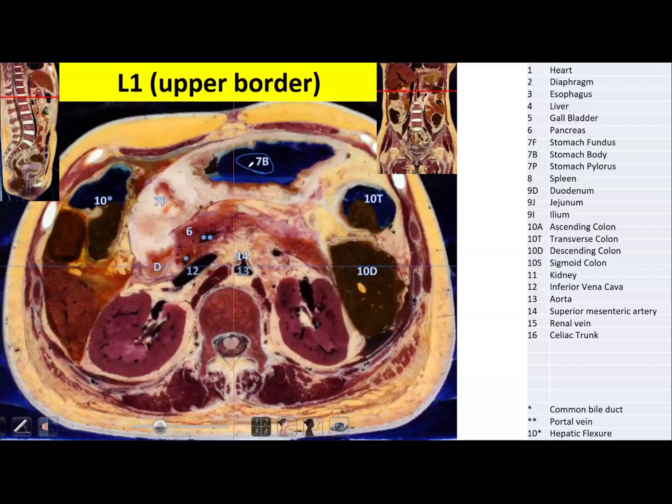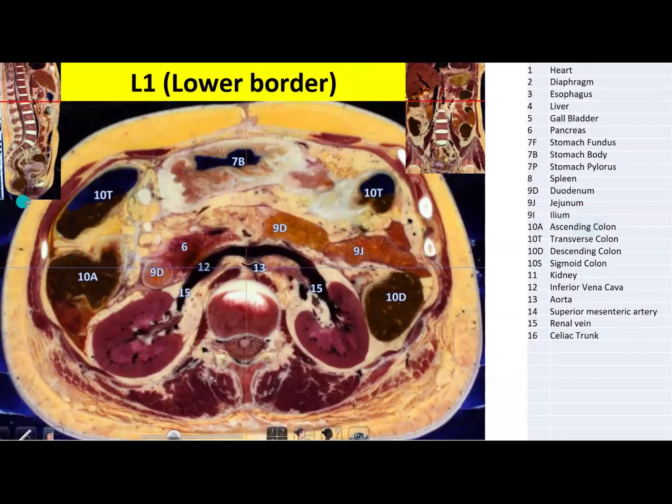We have the body of the stomach, and we have the pylorus, okay? So the body and the pylorus, which will become the duodenum later on. This is found in L1. Then you have the pancreas, which is starting to form here. You have the portal vein, and you have the common bile duct. Okay, that's it for L1, the upper border.